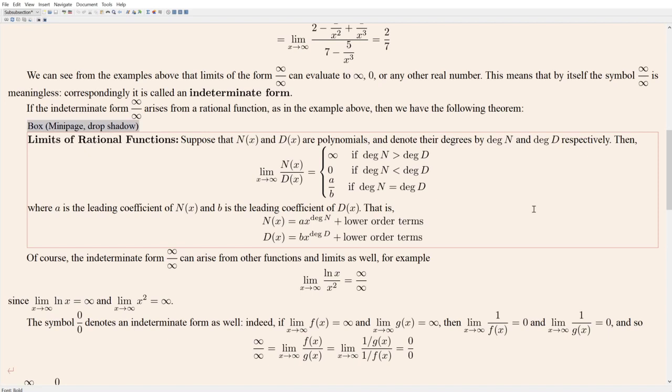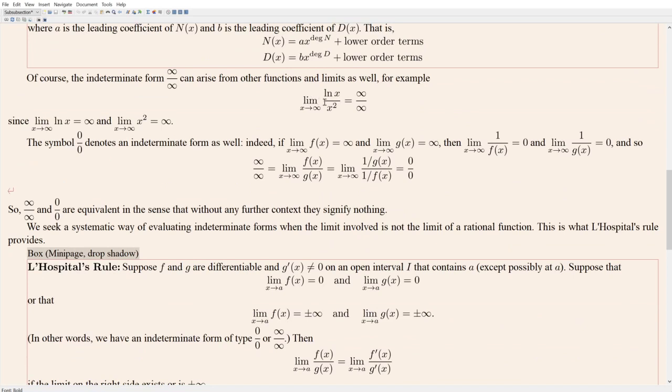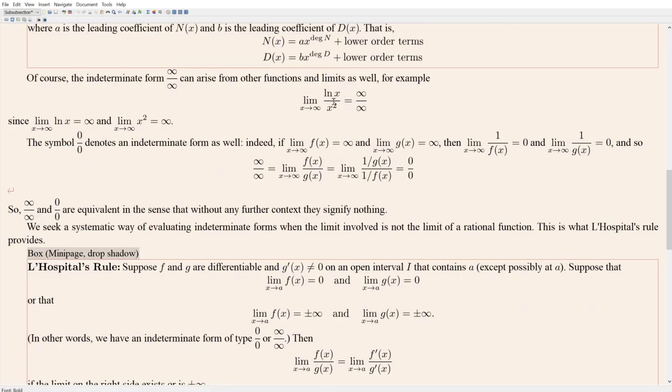But, of course, there are many other ways that we can obtain a limit of the form infinity over infinity. For example, we might have something like this: natural log x over x squared. As x goes to infinity, the natural log explodes, albeit very slowly. And as x goes to infinity, x squared also explodes. So what do we do in this situation? Our strategy up here isn't going to work because these aren't polynomials. Natural log isn't a polynomial.